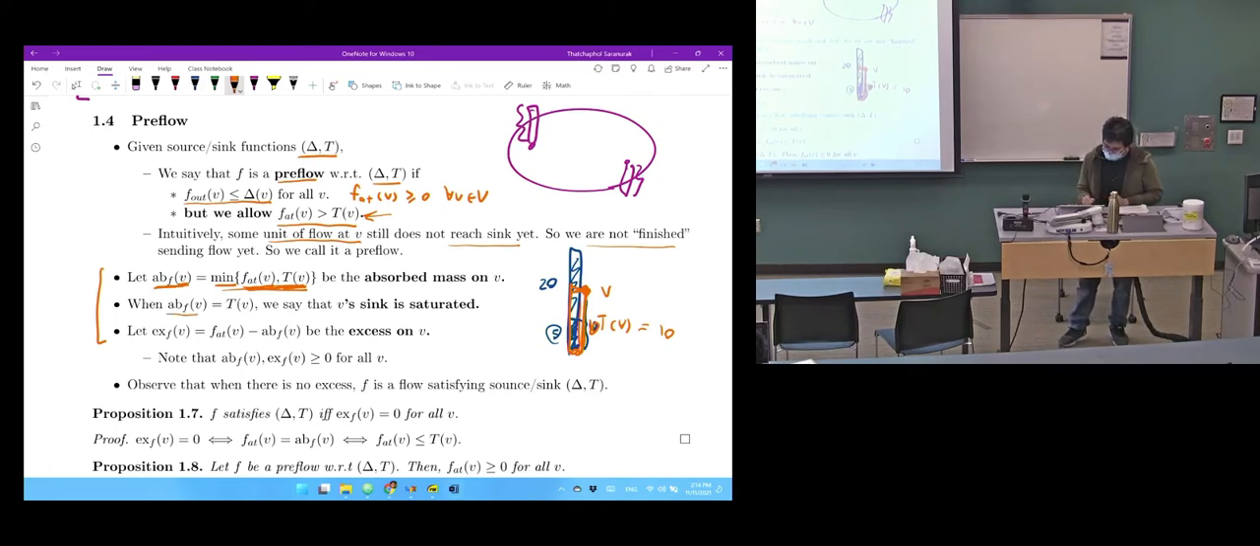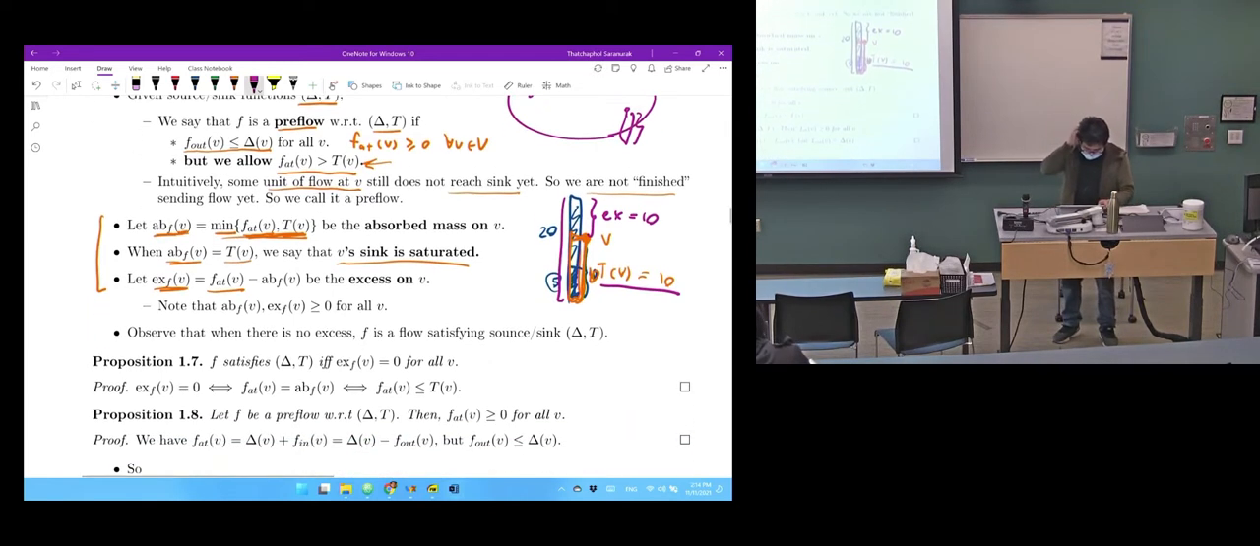So when the absorb mass at v is t, then we just say that the sink is saturated. And the excess is just the amount of flow at v which is not absorbed. So, for example, here, if the sink is 10 and there are 20 flow here, then the excess is going to be 10 here. Okay.